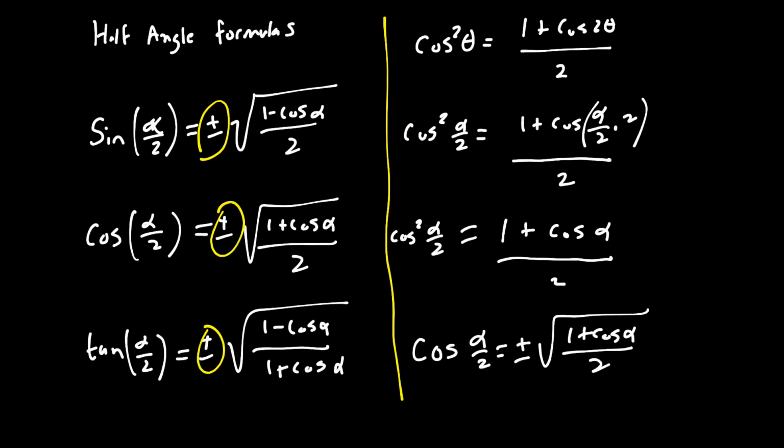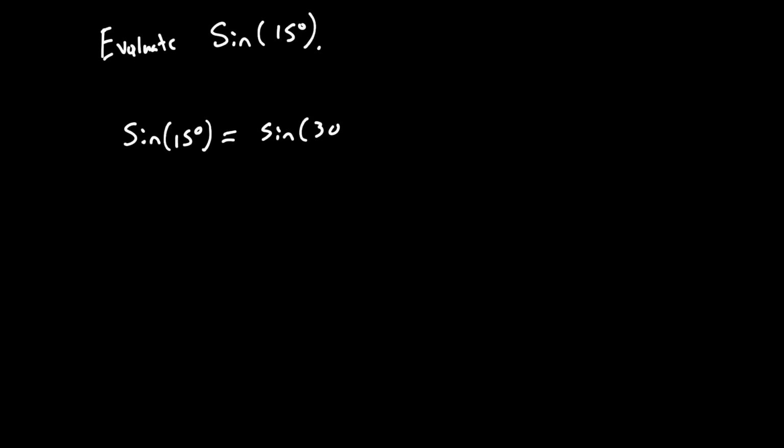So let's look at a few different problems using our half-angle formulas. In this first problem, let's find sine evaluated at 15 degrees. First, let's rewrite our sine of 15 degrees. This is the same thing as sine of 30 degrees divided by 2. Rewriting this using our half-angle formula, we'll get that this is the square root with a plus or minus up front of 1 minus cosine of 30 degrees, divided by 2.